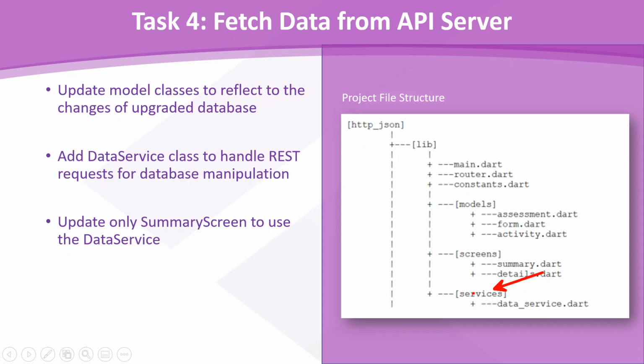Services basically is something to do with operations at the back end, operations with the outside of the application. It can be coming from files, from a local resource, from Firebase, from anything other than the application itself. So anything related to that particular task, you want to put in this folder. For now we just have this data service, which will handle REST requests for database manipulation. Okay, so let's do that.